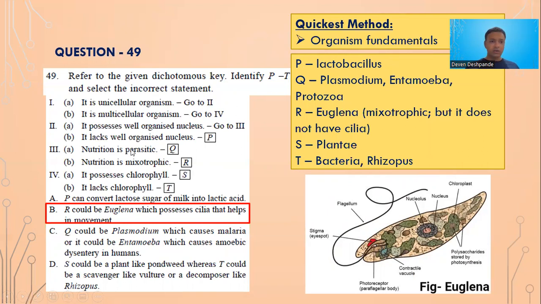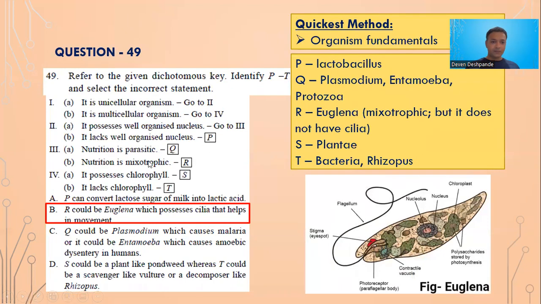And Q, what is Q? It is nutrition is parasitic, isn't it? It possesses well organized nucleus. It is still a unicellular organism. It possesses well organized nucleus, but nutrition is parasitic. So what is Q? It is plasmodium or entamoeba or protozoa, which are parasitic, isn't it?